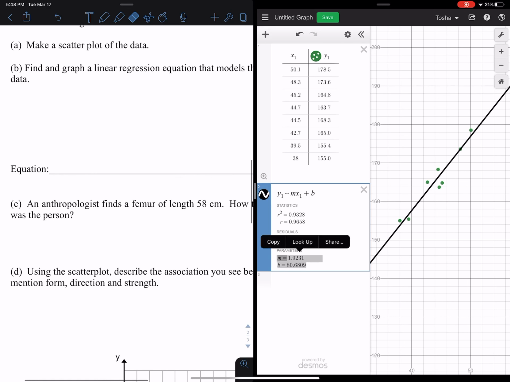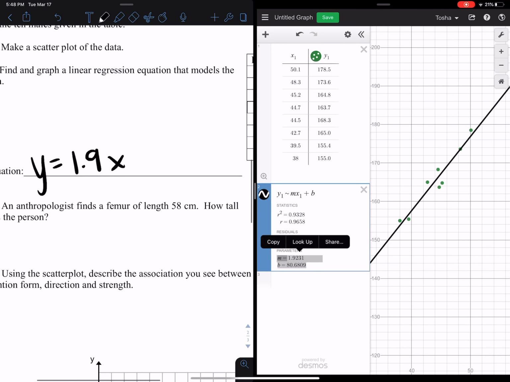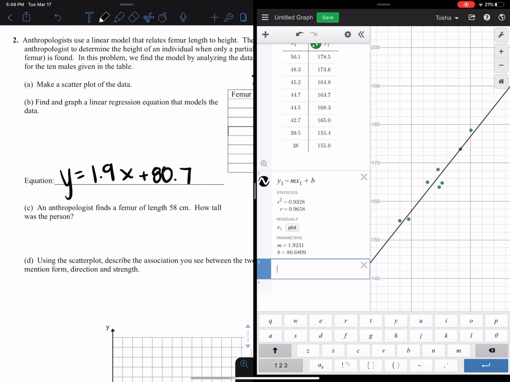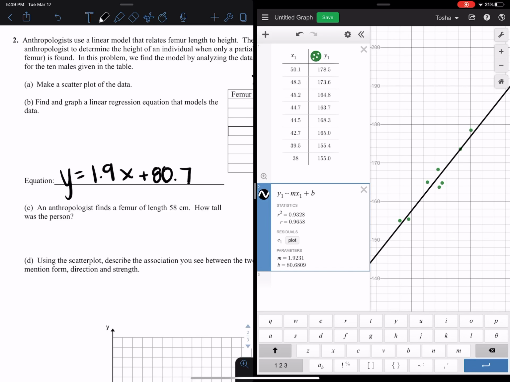So over here on the worksheet, I'm gonna put y equals m, we have 1.9, and it's 0.9231, but I'm just gonna approximate it to 1.9. So 1.9x plus 80.7. And the reason why we have 0.7 is because it's 0.68, so the 8 makes the 6 go up to a 7. So that is our regression equation.